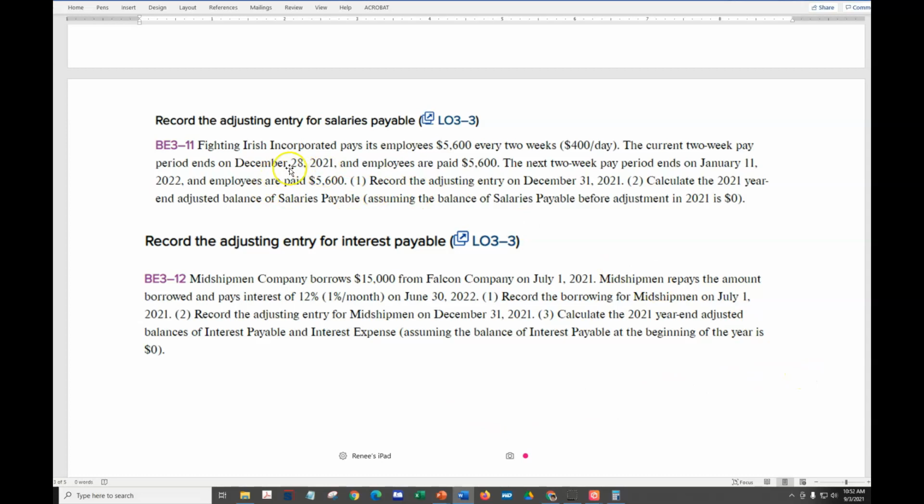Well, if they were paid on December 28th and we're asked to make an adjusting entry at December 31st, how much did they work that we owe them for, that we need to match that expense to the prior year? So let's do this one. BE 3-11. And this is the adjusting entry at 12/31. We need to record an expense that we haven't paid for yet.